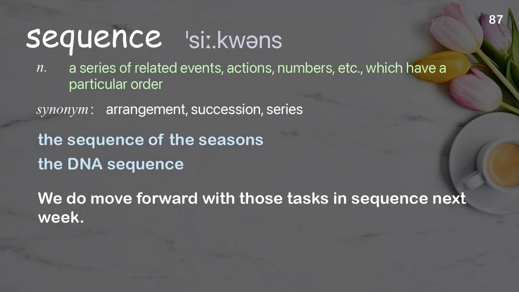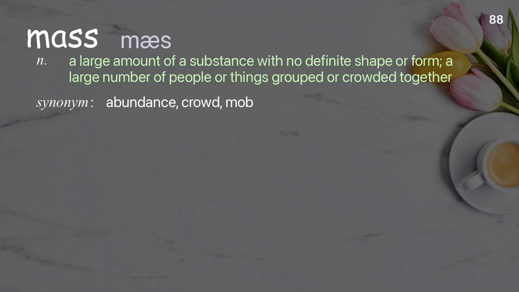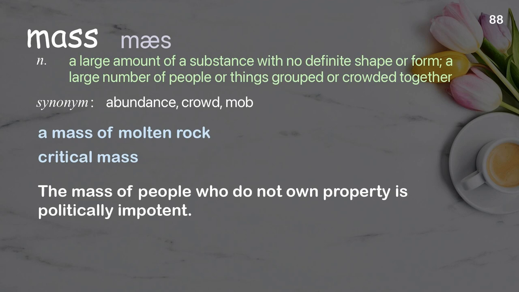Mass: a large amount of a substance with no definite shape or form; a large number of people or things grouped or crowded together. Examples: a mass of molten rock. Critical mass. The mass of people who do not own property is politically impotent.